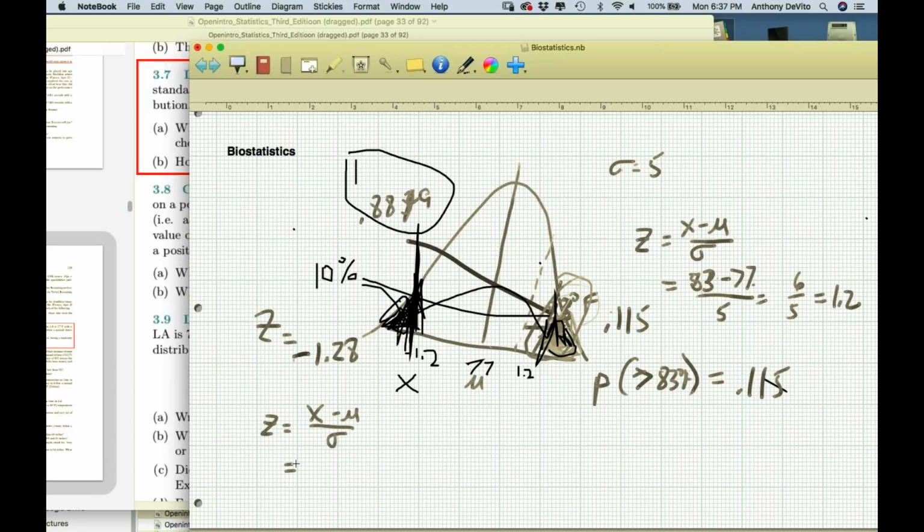So let's see what this is. Well, z is equal to negative 1.28. And I want to know what the x is. Well, x, we don't know. That's what we want to calculate. Minus the mean, which is 77, over the standard deviation, which is 5. The only unknown here now is the temperature x, right? So I can figure out what temperature corresponds to a z-score of negative 1.28. Okay, let's give that a try.